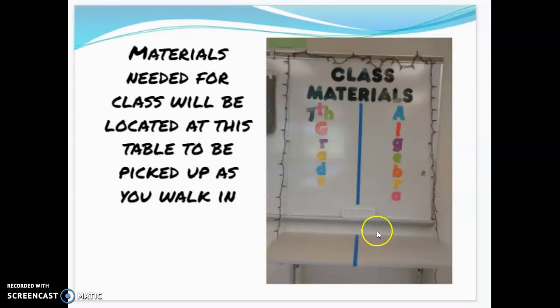Next to the door when you walk in, you'll see that I have a table that's labeled class materials. If there's anything that I need you to pick up that you'll need for class, I'm going to have it here. For instance, maybe a ruler or scissors or a warm-up activity. You'll find that back here, and then you'll just pick that up as you walk into class.